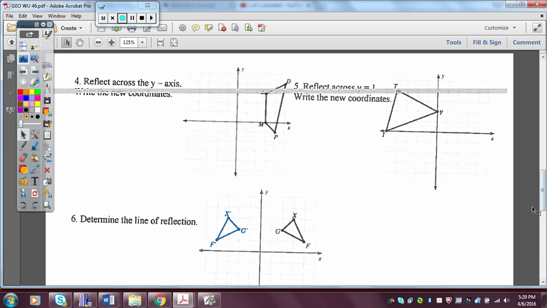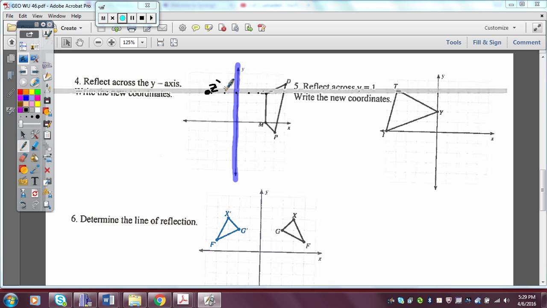Okay? Number 4, it says reflect across the y-axis. So it's always really helpful to highlight whatever you're flipping across. Okay? So how do I reflect? I count the number of squares to my blue line, and then I count those same number past my blue line. So 1, 2, 3, 1, 2, 3. That is Z prime, I think. Sorry if my letters are off. Now I'm going to go 1, 2, 3, 4, 5. 1, 2, 3, 4, 5. That's D prime. Again, mine's not going to match up perfectly because I can't see it all on the screen.